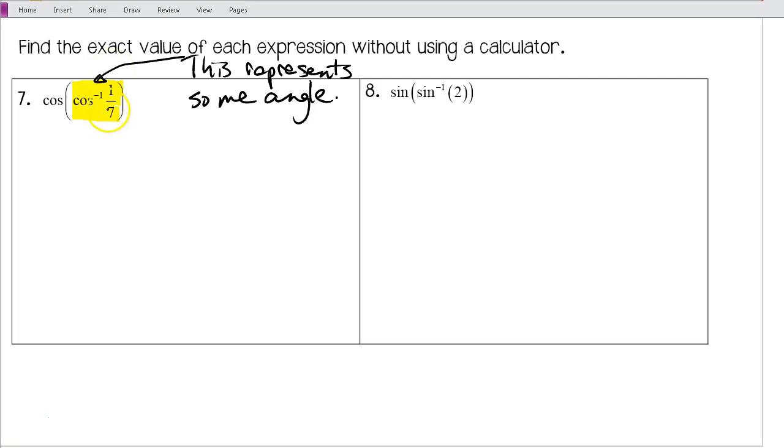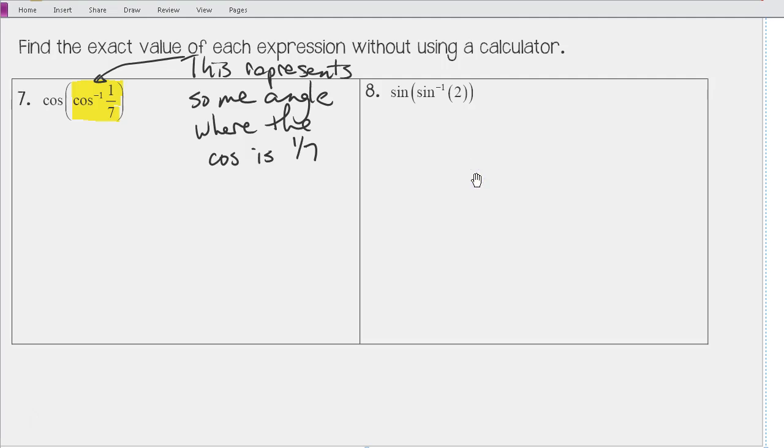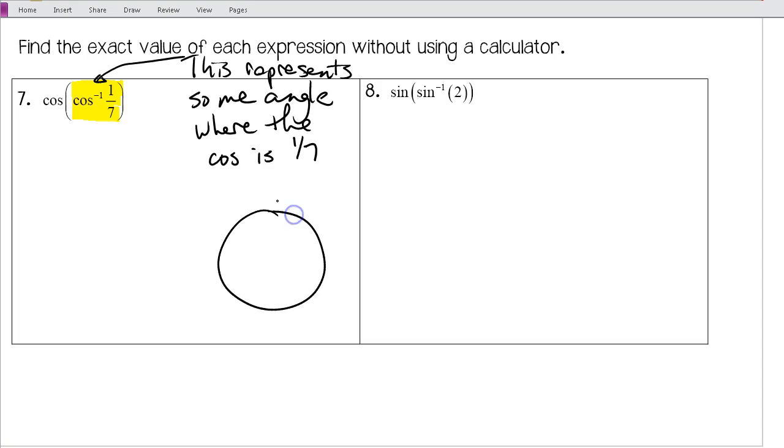Okay, we don't necessarily know what the angle is, but I know that this whole highlighted thing means, okay, there's an angle where the cosine is 1/7. That's really what we're looking at. So this represents some angle where the cosine is 1/7. Okay, so if I look at this on a unit circle, I know we have to be somewhere in the top half, so I know I'm going to be over here somewhere.